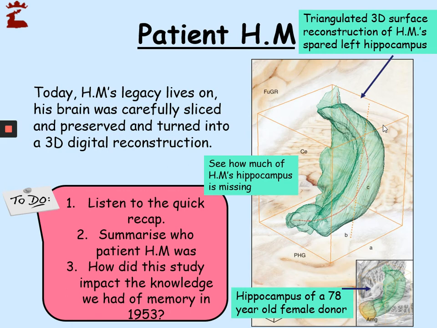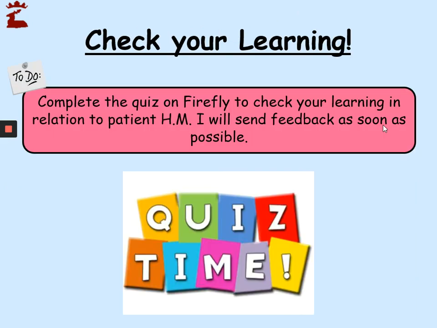So what I would like you to do here now is pause. I want you to summarise who patient HM was using all the information from the previous slides that you've just looked at, and then I want you to think about how this study impacted the knowledge that we had of memory in 1953. So how did this case study of HM change our knowledge of memory? Okay, so pause there to answer those 2 questions. And finally, this is just a short one. So that's who HM is in a nutshell.